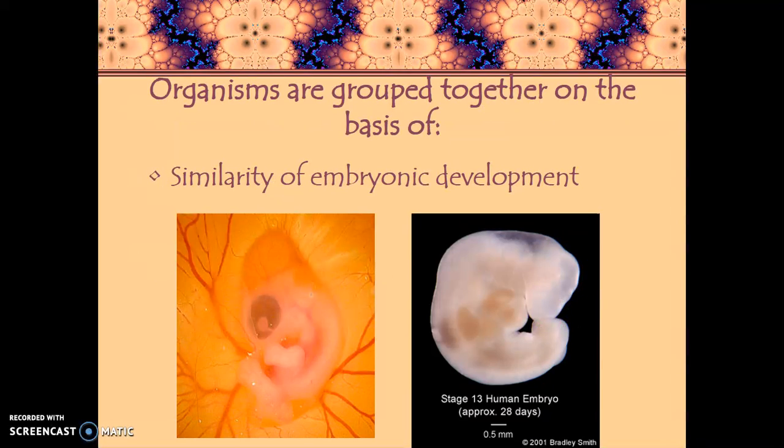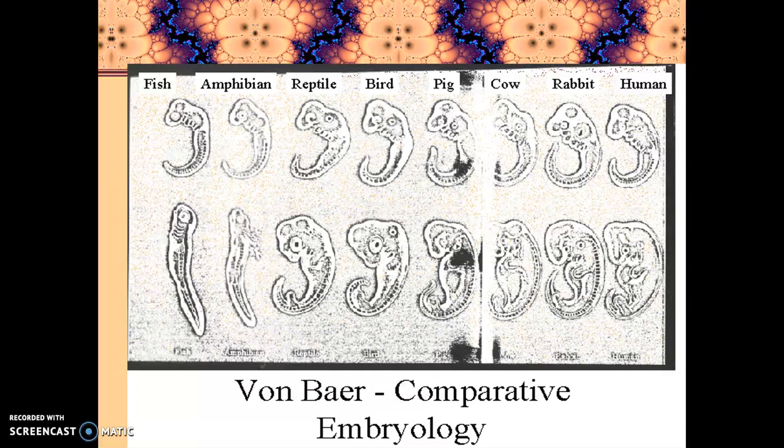We're also going to base it on similarity of embryonic development. Remember this picture? Okay, the fish and the amphibians stay looking the same for a really long time. That's because they're more closely related to each other than they are to these other groupings.